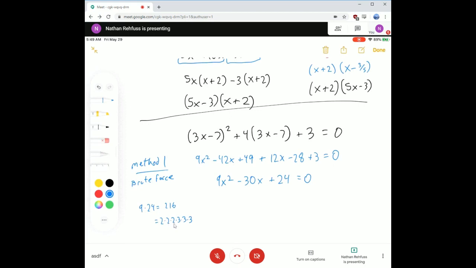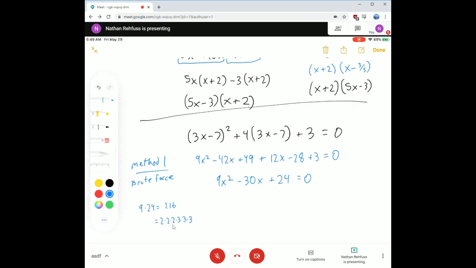How about, no, 36 and 6 is too much. Oh, wait, 36 and 6. What if, nope, wrong sign. If this were a plus 30, that would work. Or if this were a minus 24, rather. So let's see, how about 8 and 27? No. How about 4 and 54? No, that's way too big.